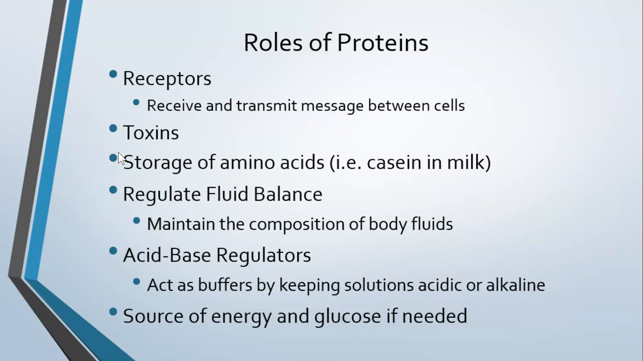You can store amino acids for breakdown to make new proteins. You can regulate your fluid balance. The buffers in your blood keep your blood from becoming too acidic or too basic. And you can actually store energy and glucose if needed. Now that's going to be mostly a carbohydrate thing, but in case of emergency, your body goes straight to proteins and breaks them down. So your daily energy is going to be sugar or starch, but in emergencies, it'll go to proteins.